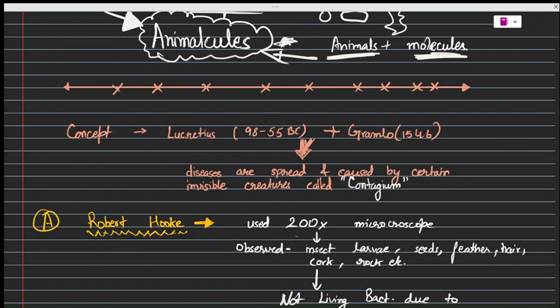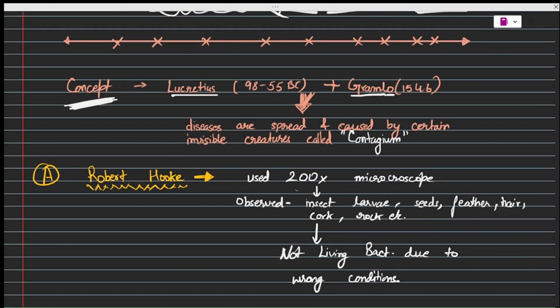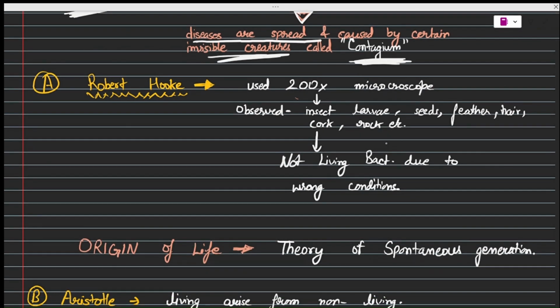Starting with the concept, there were two persons, one was Lucretius and the other was Fracastoro. They were both from different timelines, but what they proposed was that diseases are spread by certain invisible creatures, and they called them contagium. He was the one who proposed the theory, and this fellow gave the term contagium using the Latin language. So this was the concept from where the idea of microorganisms initially originated in our world.